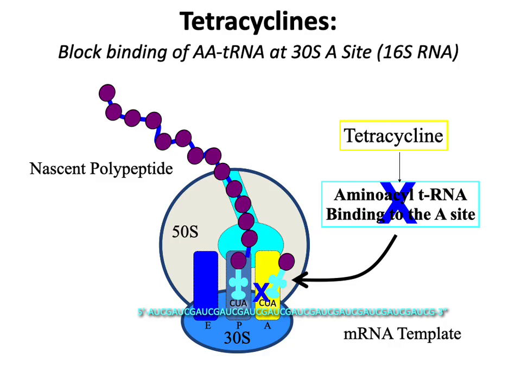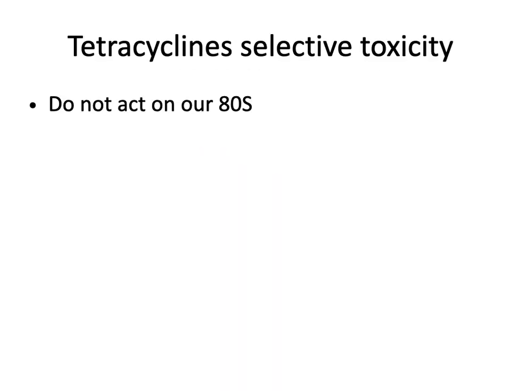Mechanism of action, we are still at the small subunit at the 30S. Remember, aminoglycosides also inhibit this 30S. And here what's happening is that tetracycline is inhibiting the binding of the amino acid transfer RNA to the acceptor site. And it's doing that by binding to the 16S ribosomal RNA as well. Selective toxicity, it's obvious to us. Yes, we do have ribosomes, but tetracyclines do not work on our ribosome.